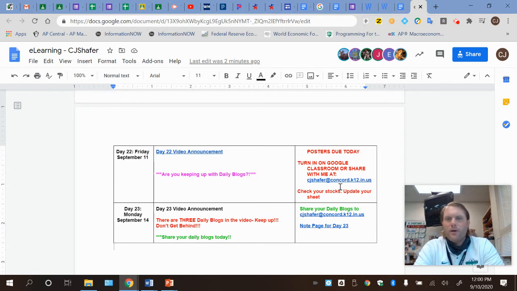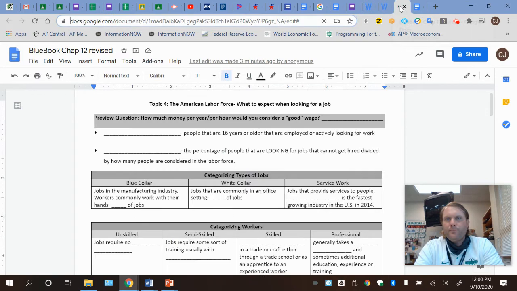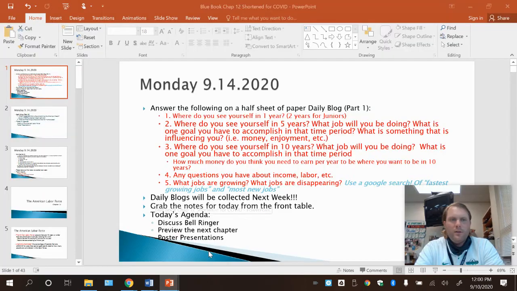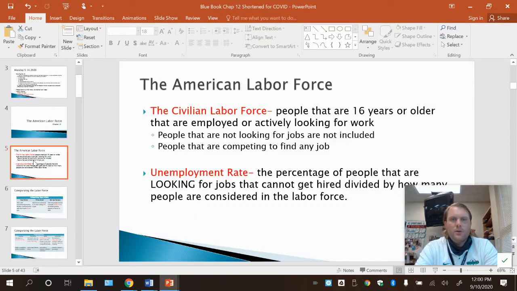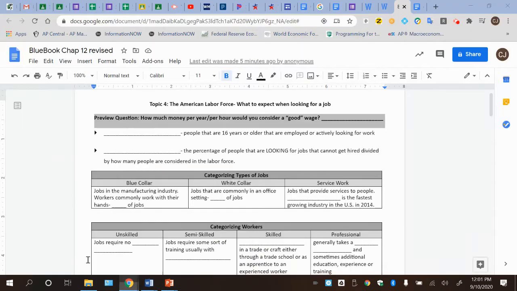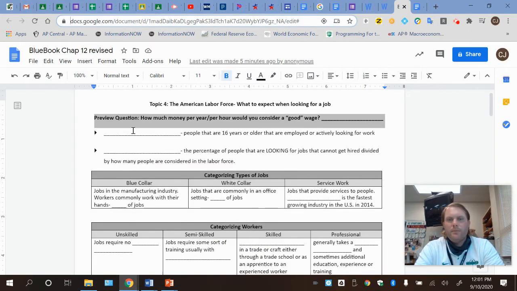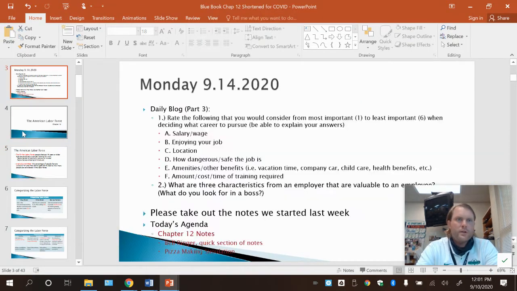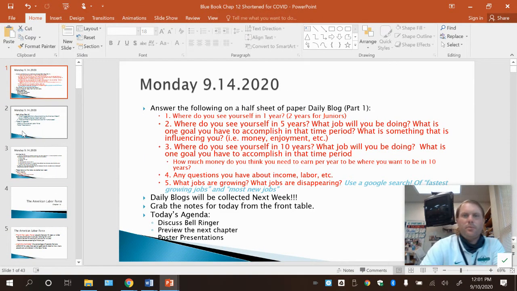So you want to take out the note page for today, and again, you'll fill this out as we go. You're going to want to focus on what is in red when we get to our notes. As you can see, these are the first part of the notes. If you focus on what's in red, you're filling out these definitions here. As we're going, we're going to give you some time to fill out these daily blogs, and again, I want you to share these with me today.